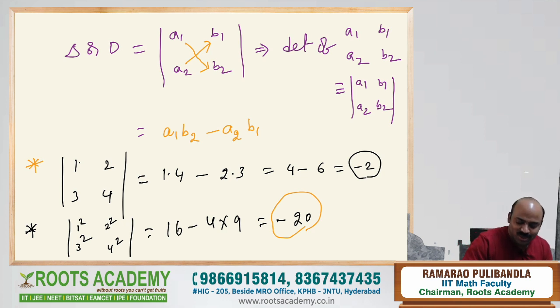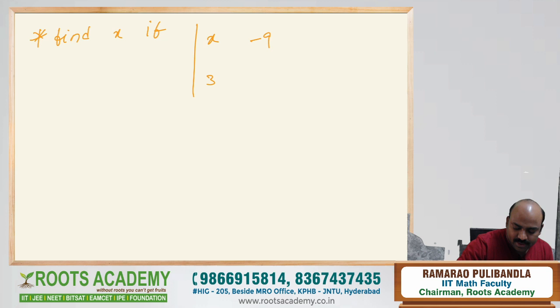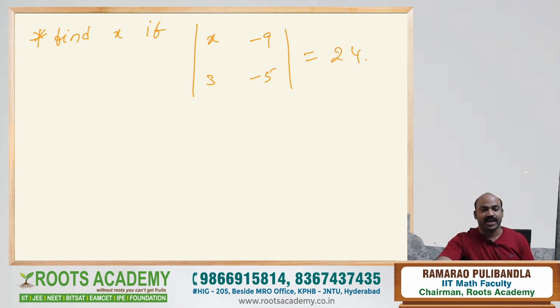Right? Now I'm moving to a little tougher question. Find x if the determinant of x minus 9, 3 and minus 5 is equal to 24. Find x if that is 24. Quickly, can you give it? Students, can you please quickly give it?